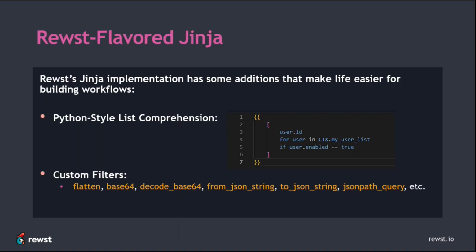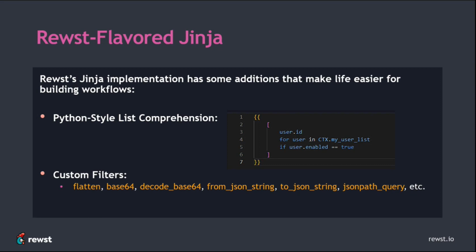So again, in Rewst, we have added some quality of life improvements to our environment. One is Jinja is written in Python. This Jinja syntax is very much like Python. So if you've used Python before, you should be somewhat comfortable. One thing Python has that's kind of cool is list comprehension, they call it. And we've added the ability to do list comprehension in output expressions. And so here's an example of that.